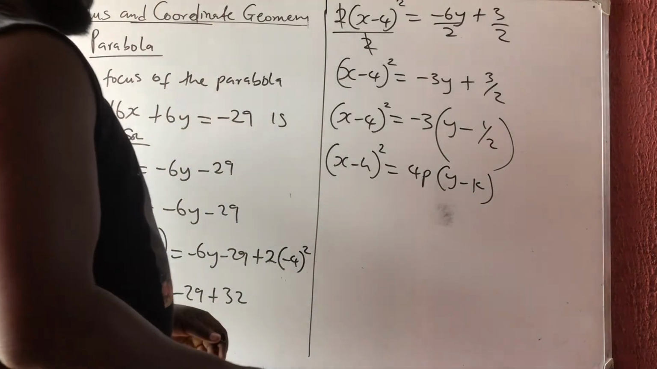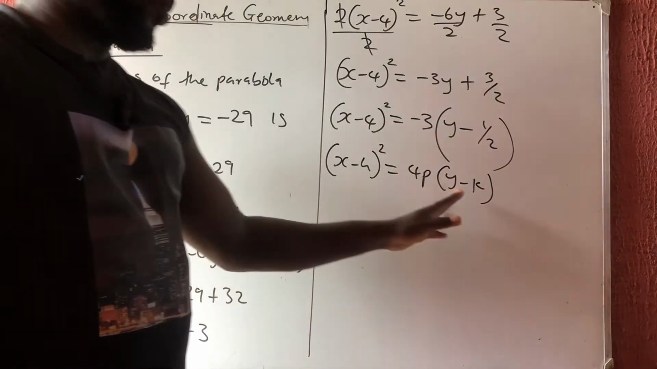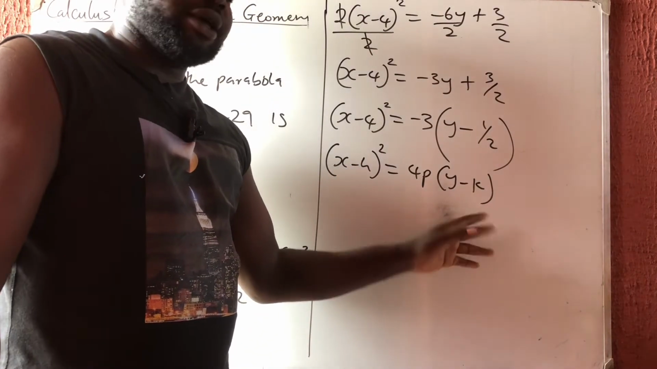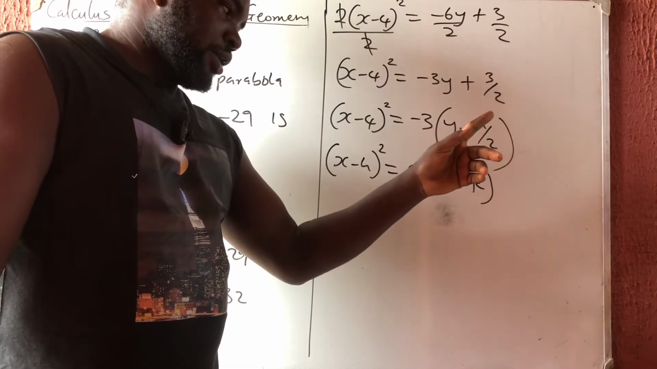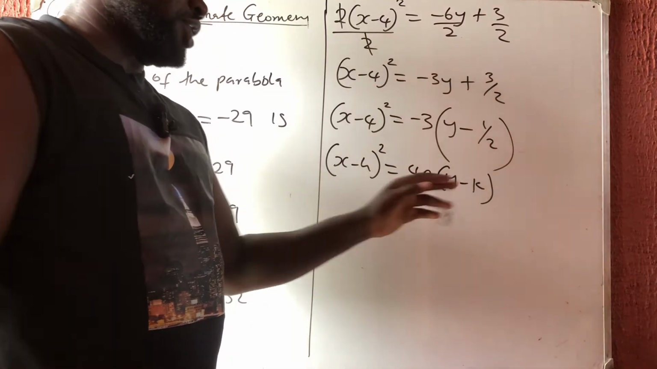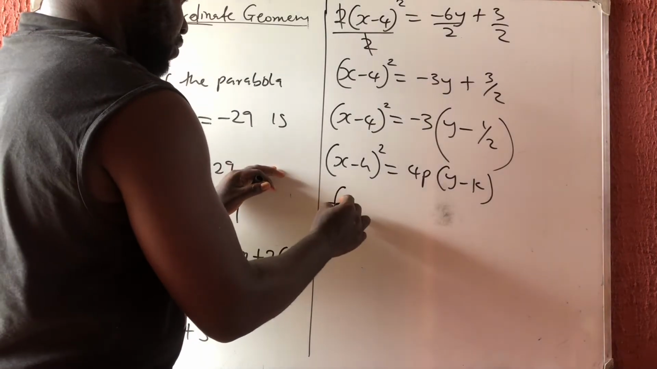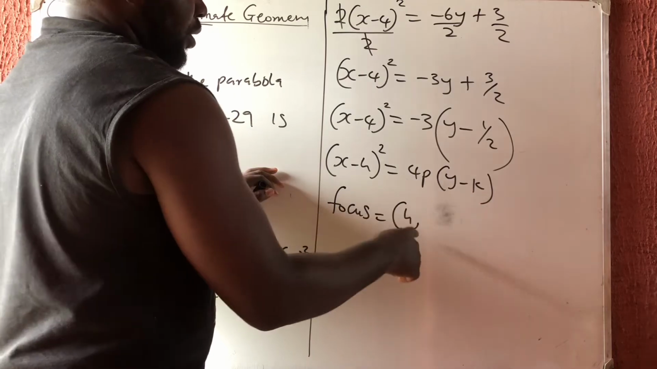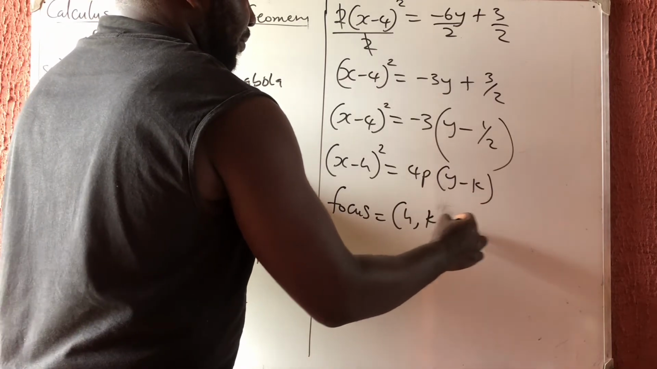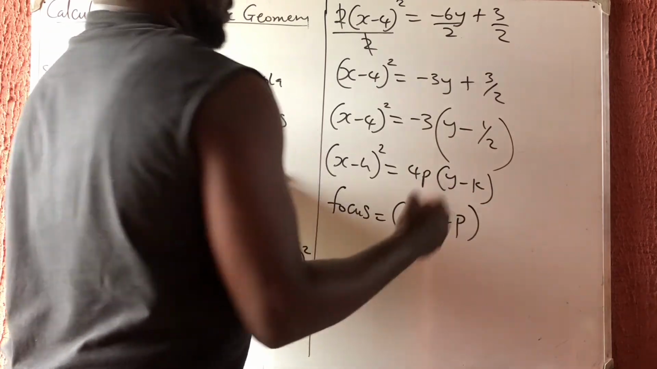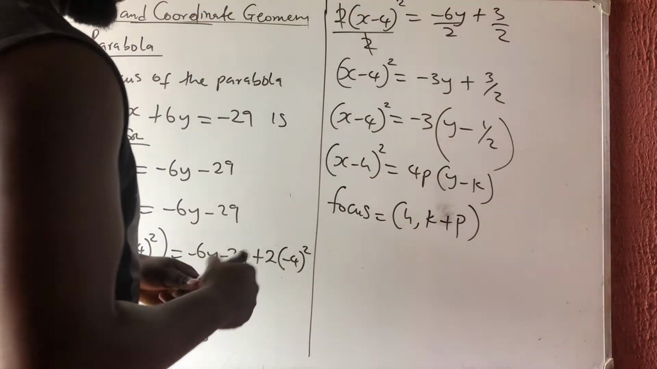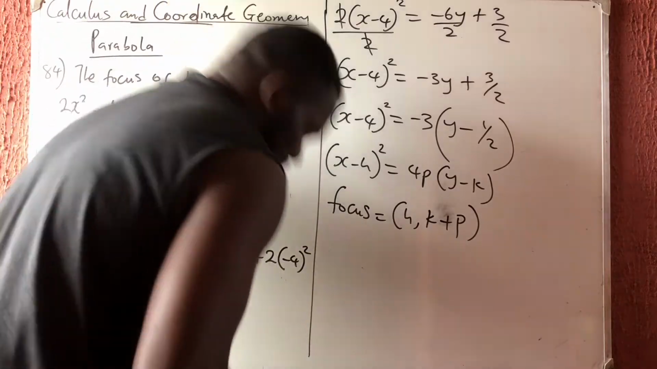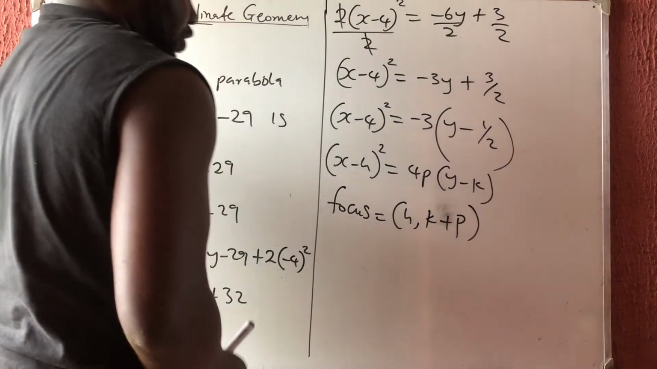The focus. Now, this parabola is parallel to y because x is squared. If x is squared, the parabola is parallel to y. The other one we solved, y was squared. If y was squared, it is parallel to x. So since it is parallel to y, my focus will be what? h in bracket of k plus p. Okay, so therefore from here, before the formula, let us get our h, k, and p.